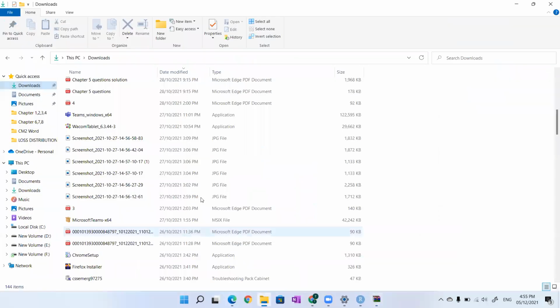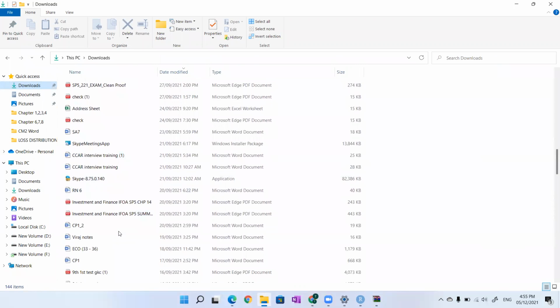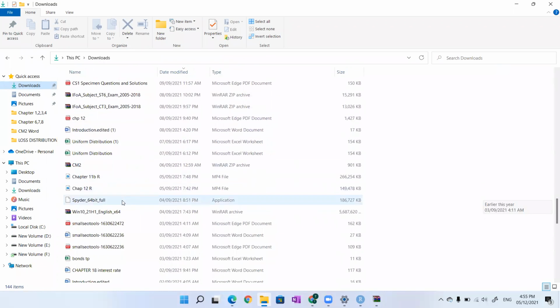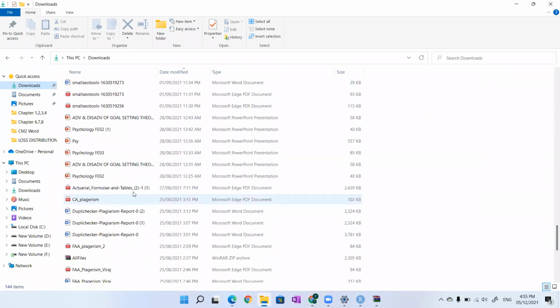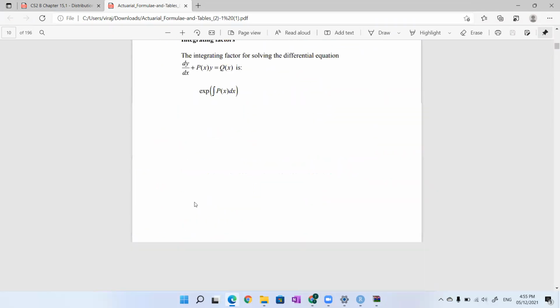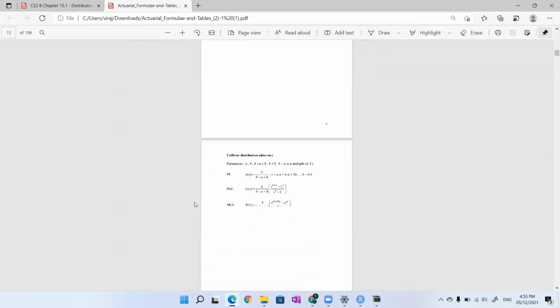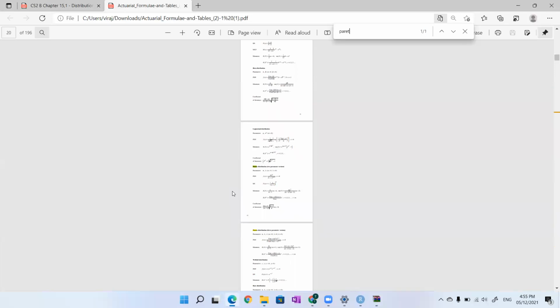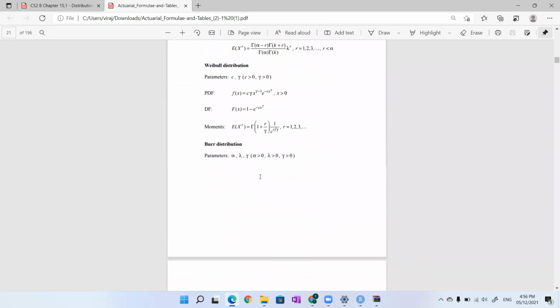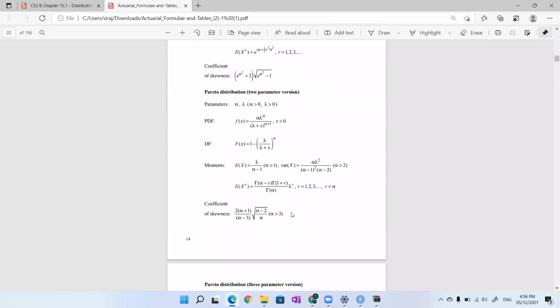So I want you all to take out your tables book, sorry, tables book, and keep it open. I am also taking it out here: actual formula and tables. We'll use this tables book in order to define a function. Okay, let's go to your Pareto distribution first. Let me search Pareto. It will directly land me to the Pareto distribution. This is the Pareto and Burr distribution we will be doing, the Pareto distribution for a 2-parameter thing.